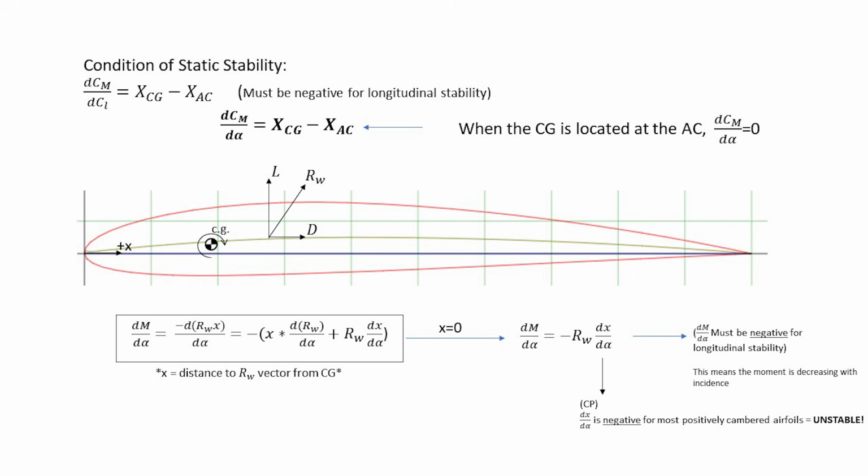All positively cambered and high lift producing airfoils experience a less than 0 dx d-alpha, or the CP moving forward when alpha increases. And this is exactly why planes with these wings require a tailplane for stability. So with this knowledge, let's more specifically hone in on how to achieve stability without a tailplane while still generating positive lift in the case of a tailless aircraft or flying wing.